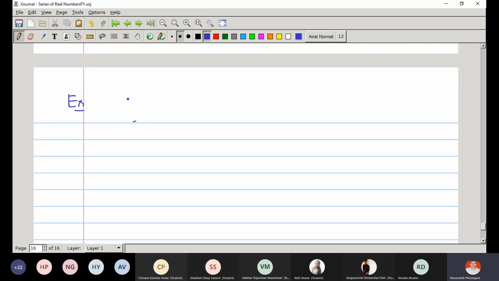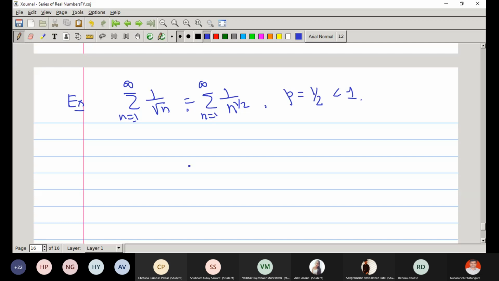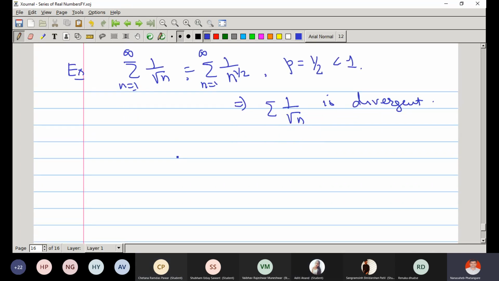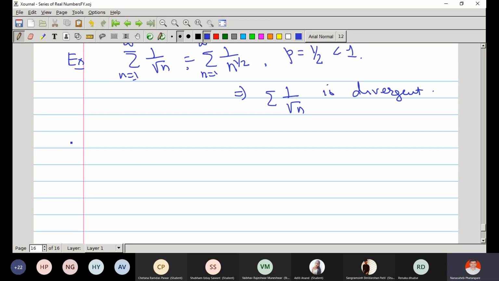Fine. So now you tell me. What about the series 1 upon root n? Actually, this is 1 upon n to the power half. And what is p here? Half. Right? Less than 1. Can I say that the series is divergent? Yes, sir. So the series is divergent. Right.